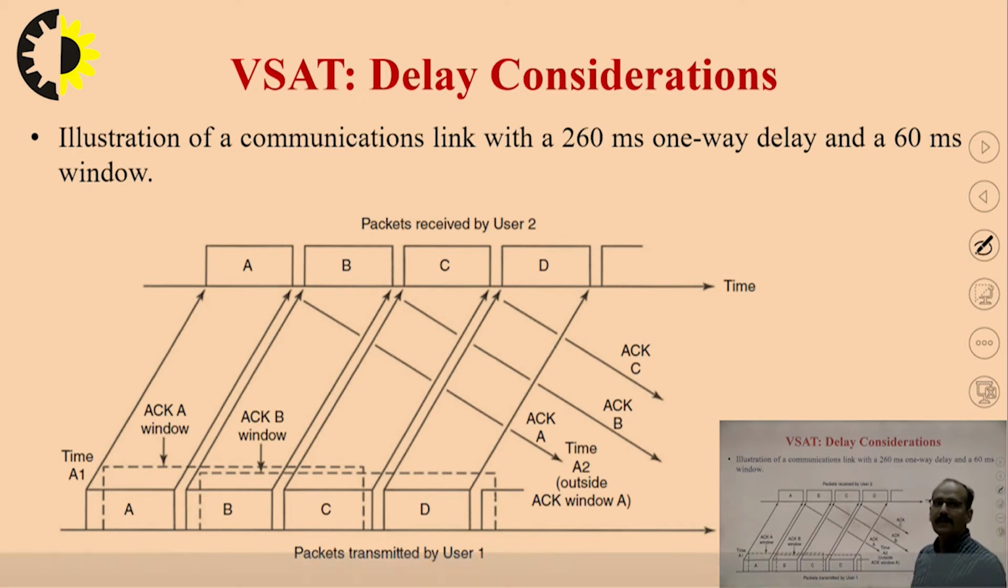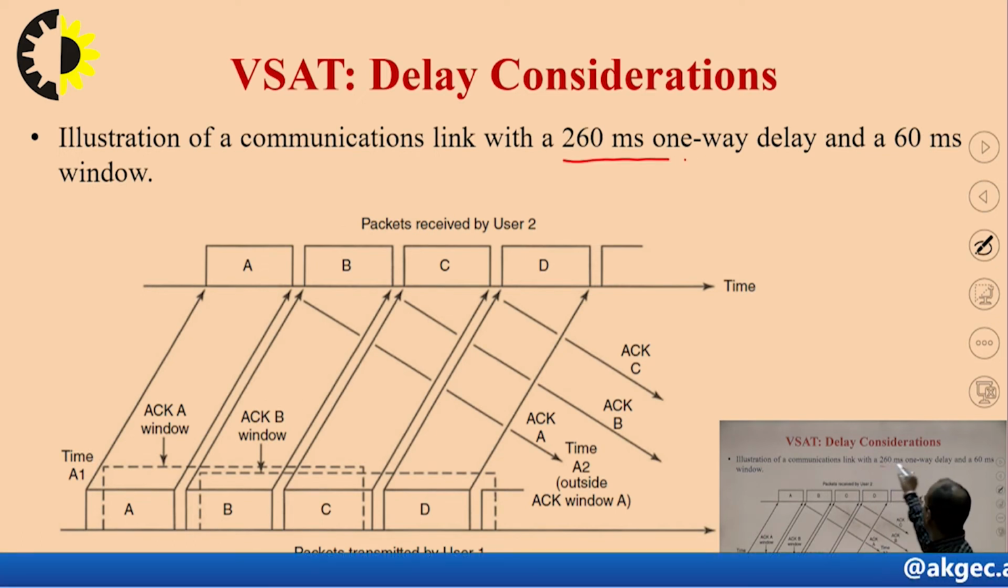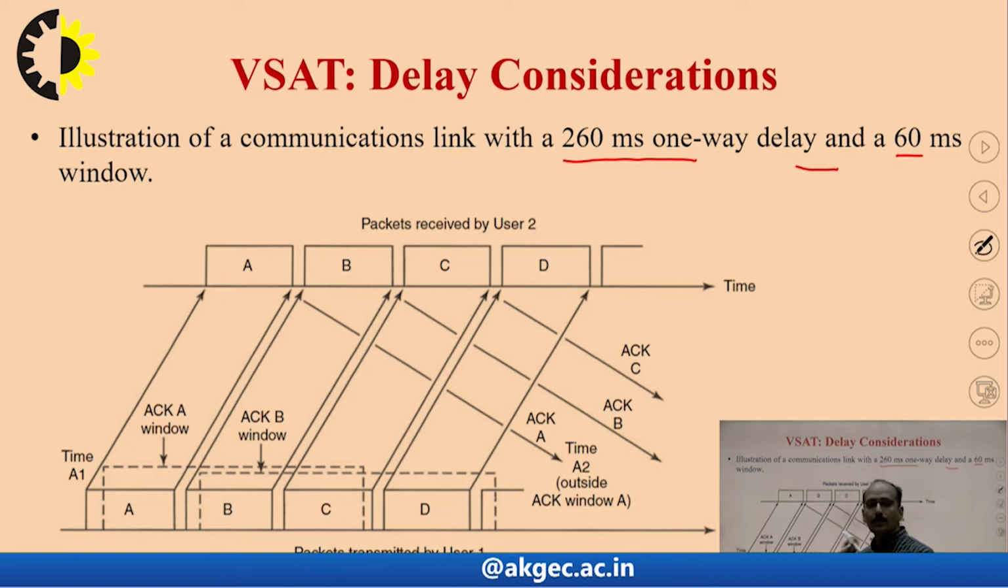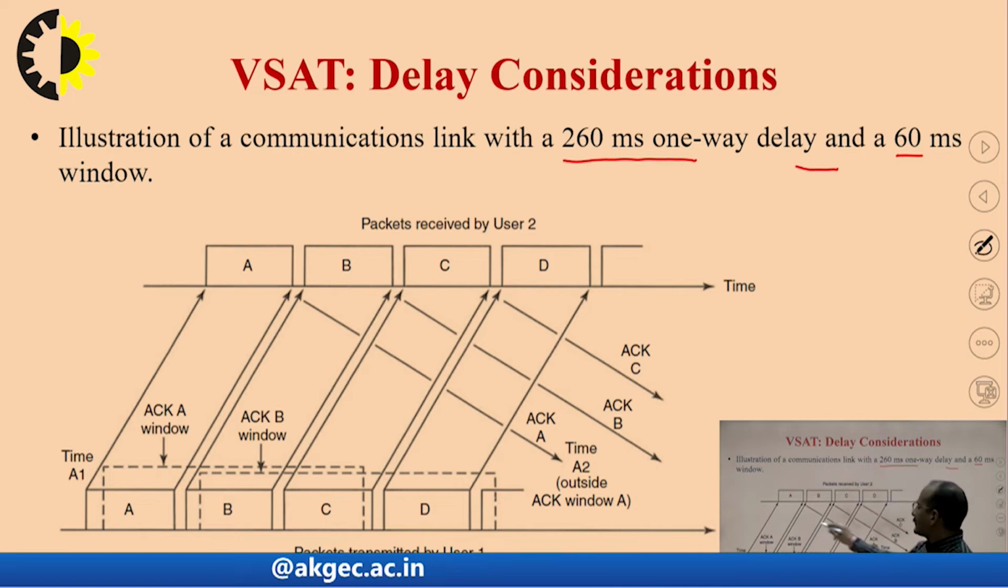Similarly, when we talk about a 260 millisecond one-way delay and a 60 millisecond window, the data window is 60 millisecond and the delay is 260 millisecond. So you can again see that in that case the data is transmitted outside acknowledgement window A, which creates an interruption. So basically this is about the delay consideration of VSAT.